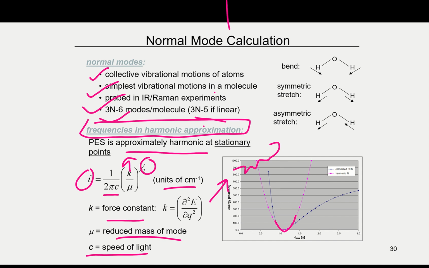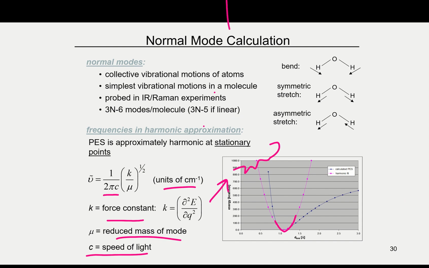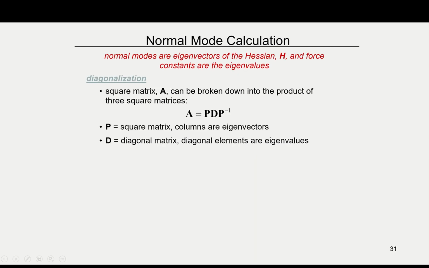So if you do normal mode calculations, it can give you information about collective vibrations, the simplest vibrational motions in a molecule, as seen in IR and Raman experiments. There are 3n minus 6 modes for a molecule. You can see in here for water there is bending, symmetric stretch and asymmetric stretch, and the frequencies, when they are harmonic at stationary points, will be 1 by 2 pi c times k by mu to the half. Okay, now the normal mode calculation.